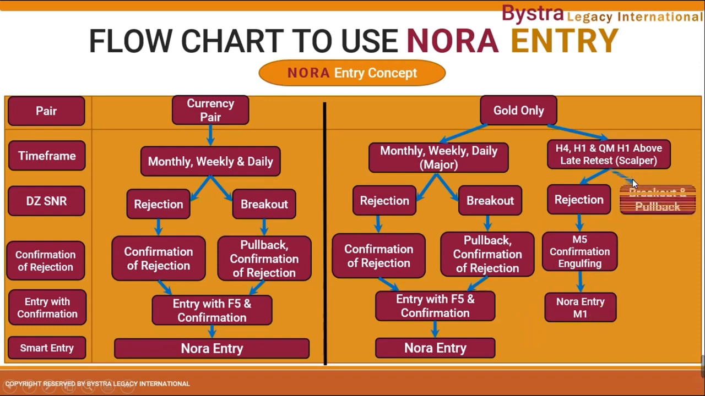Next, the breakout and pullback, same goes. There is an M5 confirmation of engulfing and we will use the Nora entry in the M1 time frame. Now guys, you'll be very surprised how easy it is to trade on the M1 time frame using the Nora entry, because the risk has become so small and the reward is so big that with the confirmation and the entry system, it is going to be very fun to trade, especially during the Asian session and also during the time when gold is in sideways movement.